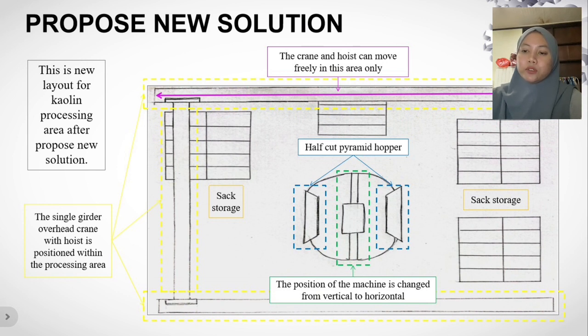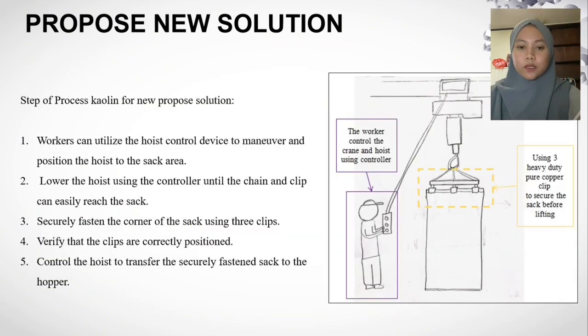Then the position of the machine is changed from vertical to horizontal, and we add a half-cut pyramid hopper on both sides of the machines. We use 3 heavy-duty copper clips to secure the sack before lifting. We clip 3 pipes at the corner of the sacks. The worker controls the crane and hoist using a controller.